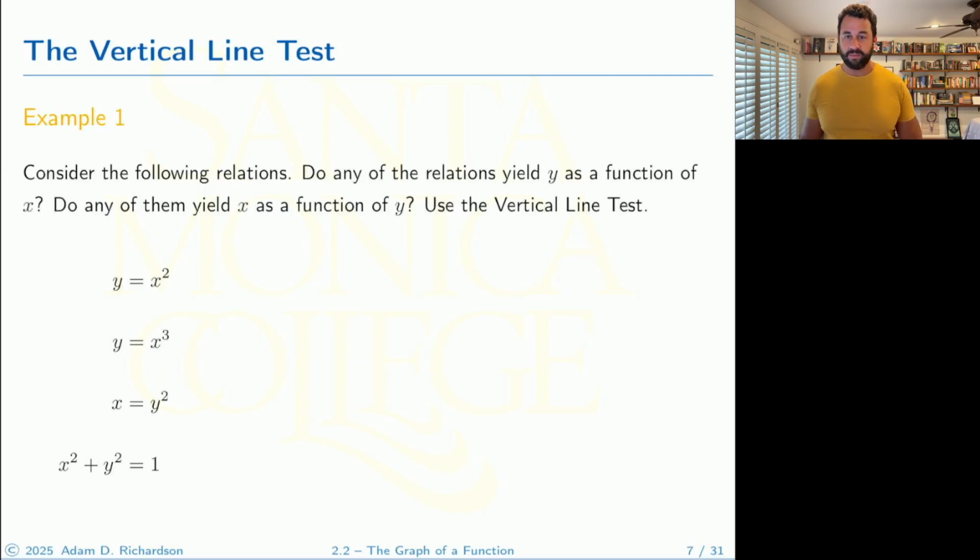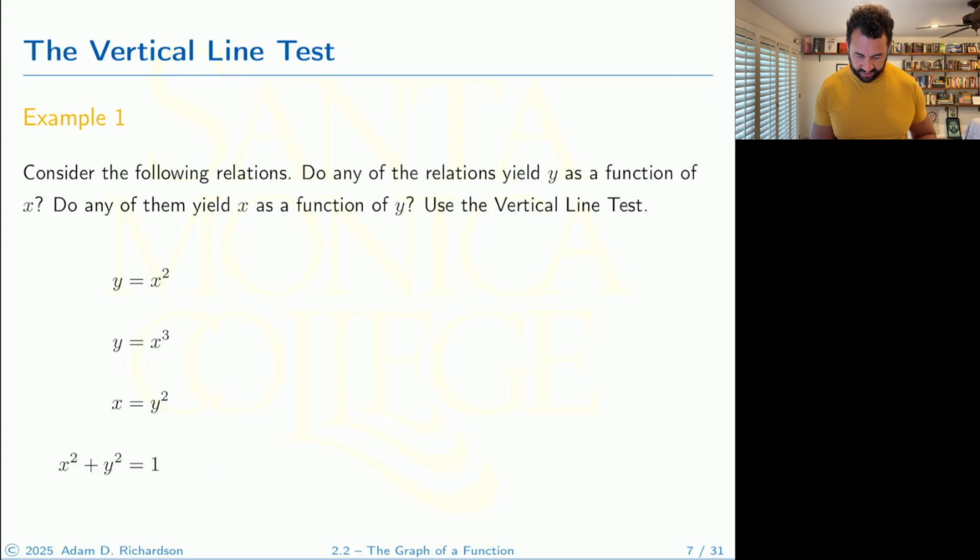All right, let's do some examples. We're going to look at these graphs and see if any of them yield y as a function of x, or if any of them yield x as a function of y. This might be a little weird, but we can talk about functions where x is the output and y is the input too. The labels are pretty arbitrary. What's important is the relationship between those labels.